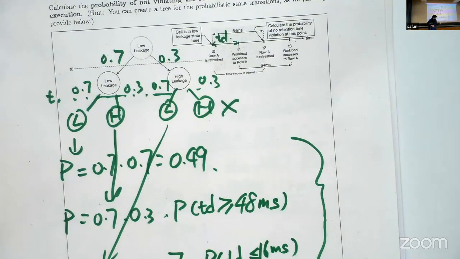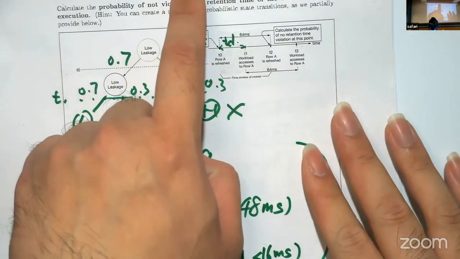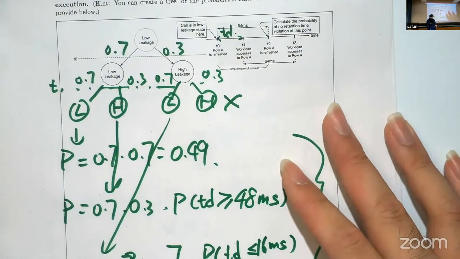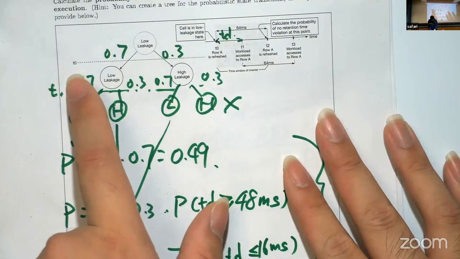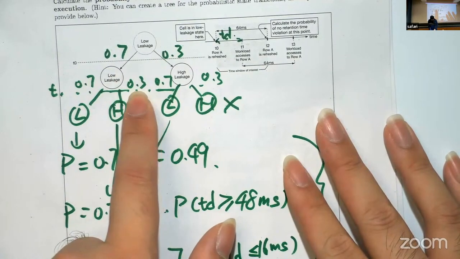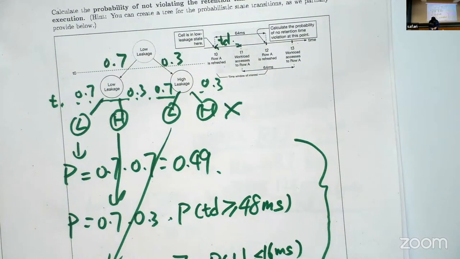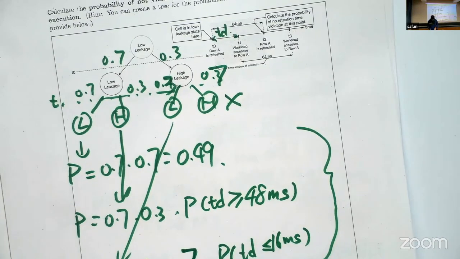Yes, sure. For the bottom right of the tree, isn't it reversed, the probabilities? From high to high it should be 0.7. I guess maybe it doesn't matter in the answer, but it says if the state is changed, then it has a 30% probability. So from low to low, it's 70%. Low to high is 30%. High to low, yes. So this should be 3 and 7. And this should be 3. Yeah. Thanks.